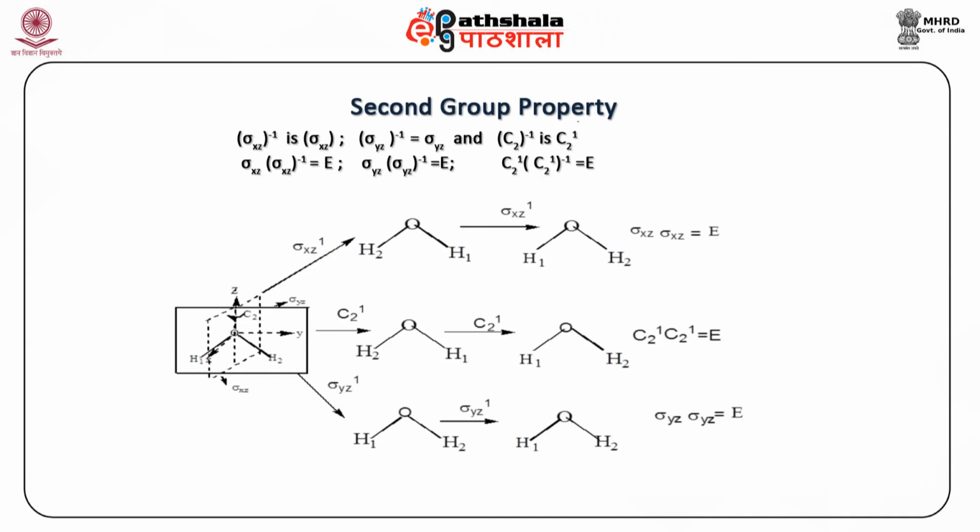Similarly, sigma xz times sigma xz is equal to E. Therefore, sigma xz is the inverse of itself, and similarly, inverse of sigma yz is sigma yz. Thus, in the group, each element has a unique inverse. Here, each and every group element, symmetry operation, is the inverse of itself.